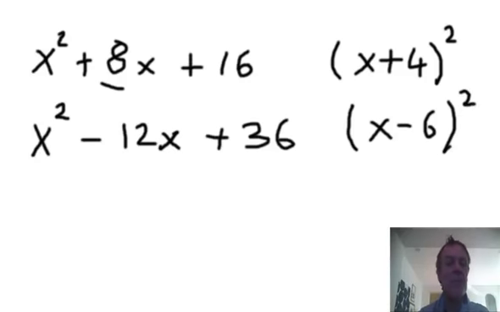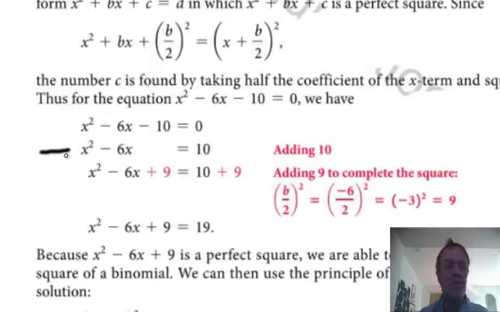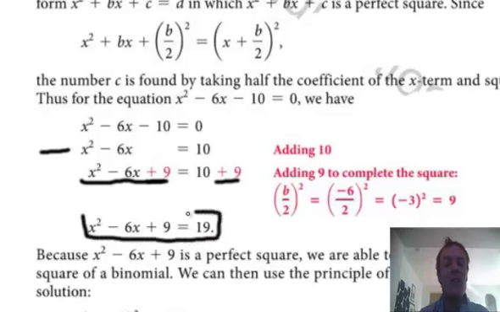Let's go back. Right, so here we were. Isolated the x squared minus 6x. What's half of negative 6? It's negative 3. What's negative 3 squared? It's 9. This is why we add 9 to both sides, okay? So I have x squared minus 6x plus 9 on this side and 19 on the other. That's why I end up with this, okay?